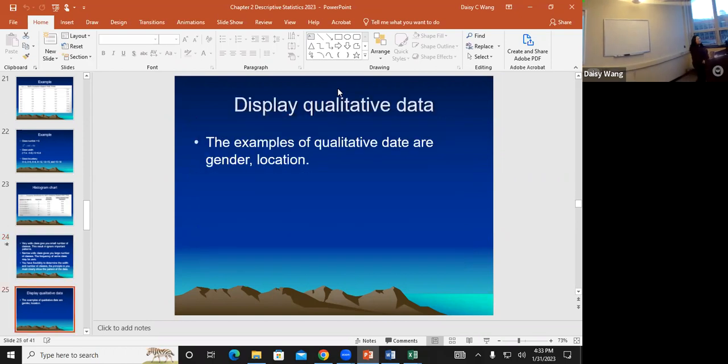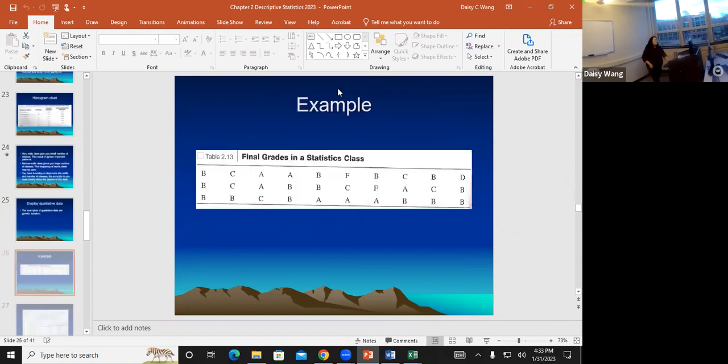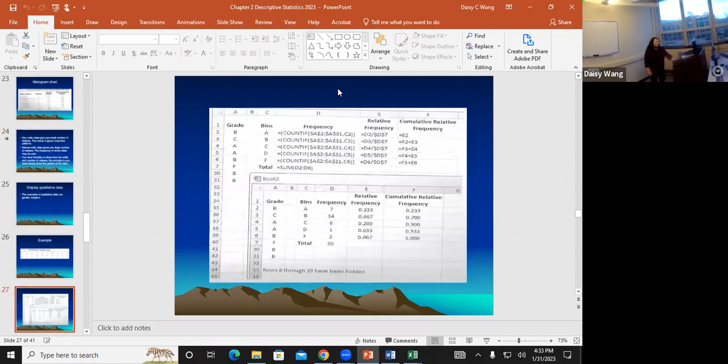Okay, and then for the qualitative data, like gender, location, the nominal and ordinal data, we can also use Excel to help us. But instead of using the frequency table, we have to put in the formula called COUNTIF.